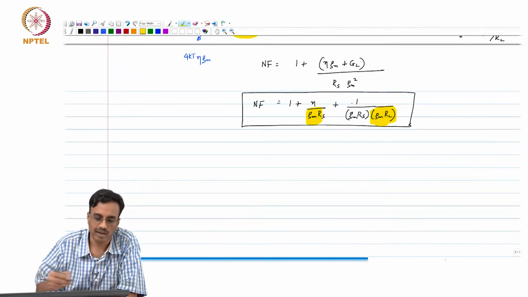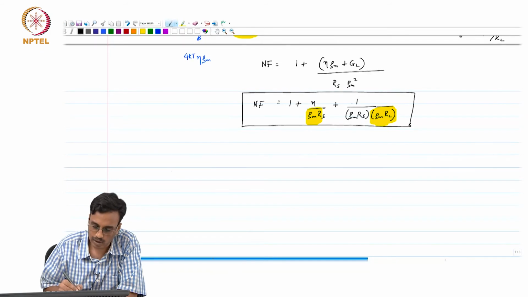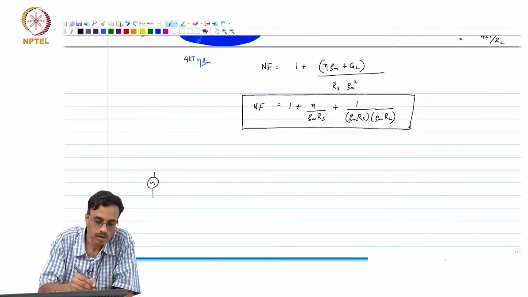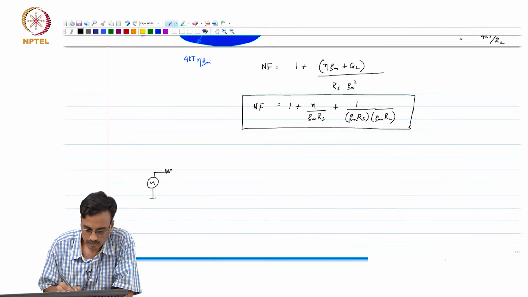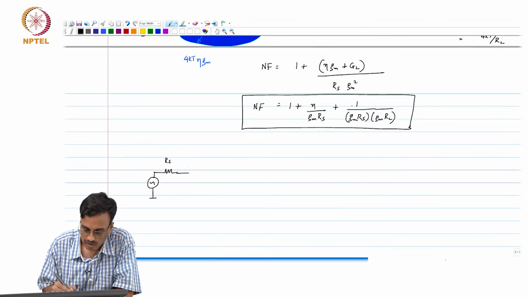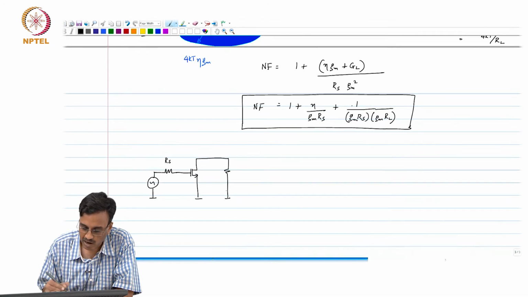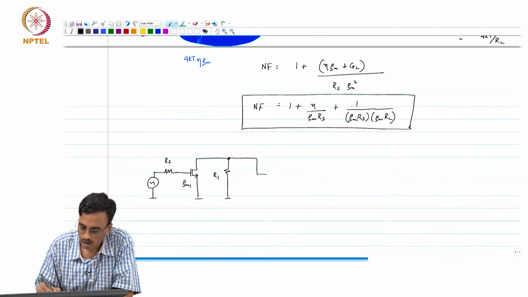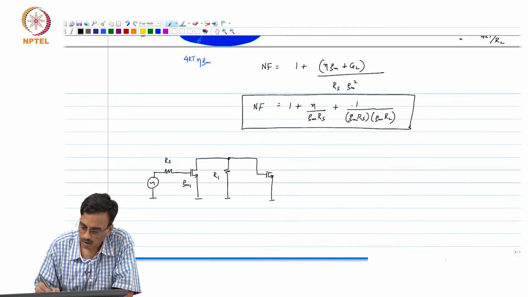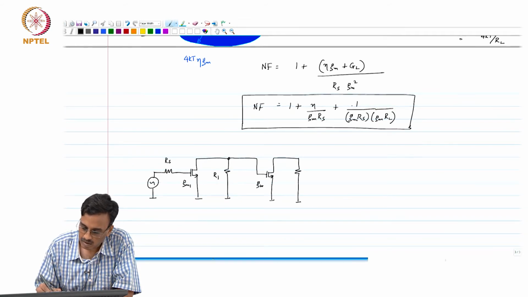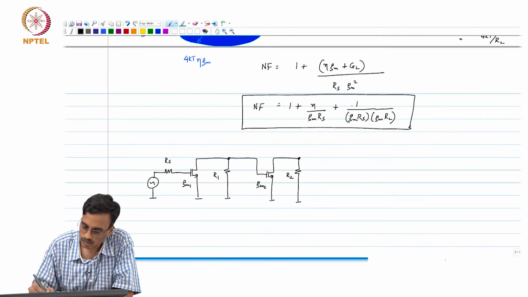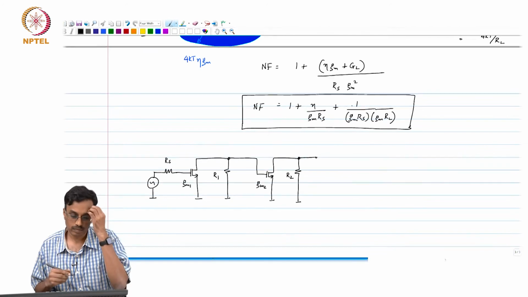The next thing I am going to do is another example, but I am not going to go through the algebra. I will leave you to do the algebra, but what I would like to discuss is intuitively what we should expect. So, there is a 2-stage amplifier, this is GM1, R1, GM2, R2, all right.